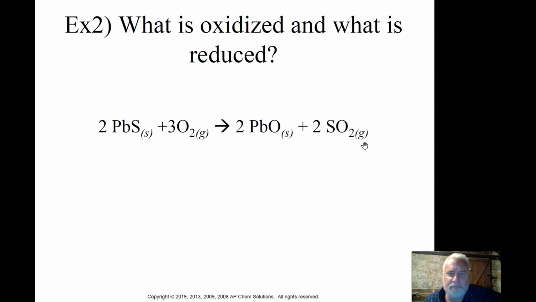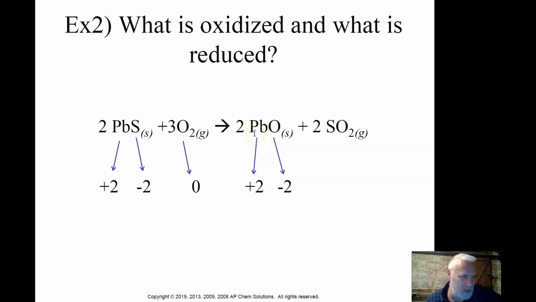How'd we do? +2, -2. Okay, use your yellow sheet. 0 there. +2, -2. Start with the oxygen. Lead can kind of be 1 or 2, so your yellow sheet's not going to be as helpful. So that's why you started with sulfur there and oxygen there, because lead is a little bit more flexible. Turns out it doesn't change, even though it's super flexible.